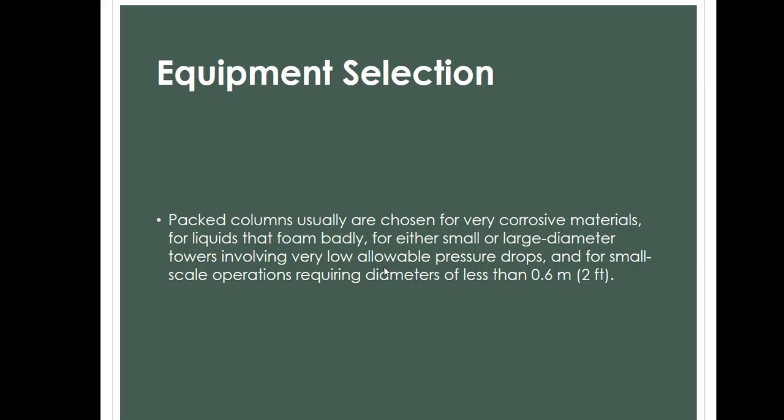Now we go to the next topic, which is equipment selection. Packed columns usually are chosen for very corrosive materials, for liquids that foam badly, for either small or large diameter towers involving very low allowable pressure drops, or for small-scale operations requiring diameters of less than 0.6 meters, or around 2 feet. So whether we have to choose between a tray absorption tower or stripping tower and a packed absorption tower, the packed column has this advantage over the tray column.